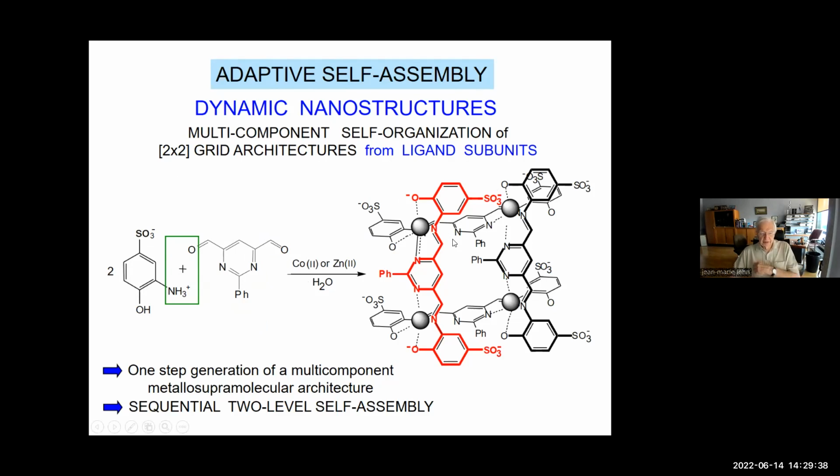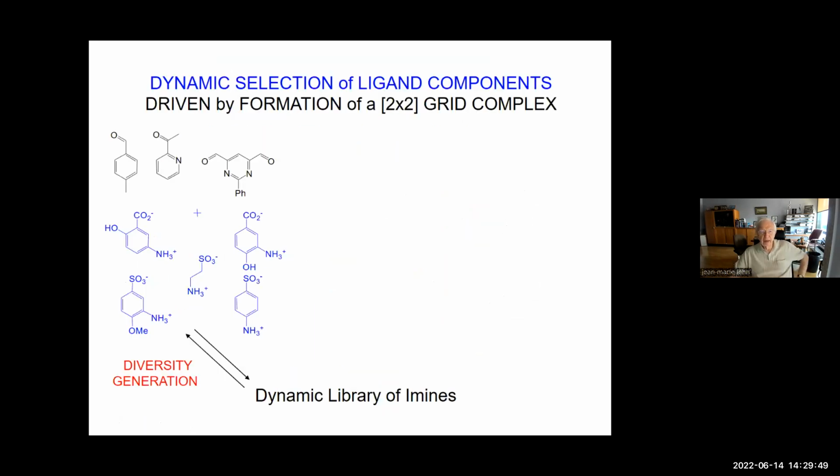So it is a 2-level self-assembly, because you have first to connect these 2, and then you have to build up with metal ions, the grid type of complex. This is also interesting in terms of driving the system to form this grid complex.